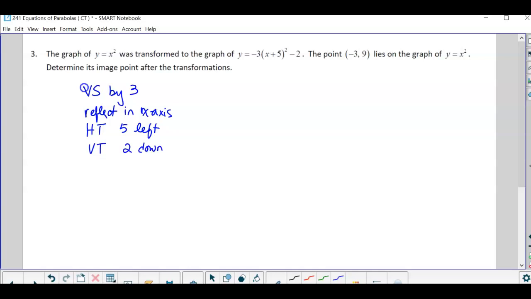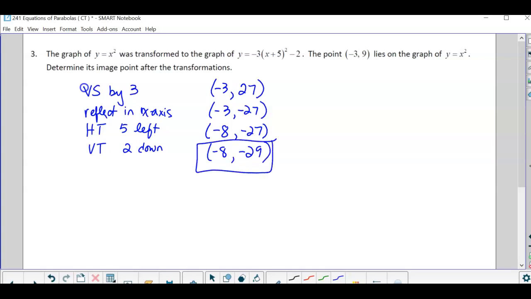Okay, so (-3, 9), vertical stretch by 3 changes the y value to 27. Reflecting in the x-axis changes it to negative 27. 5 left, well, negative 3 minus 5 is negative 8. And 2 down would be (-8, -29). Okay, so that is your transformed point.